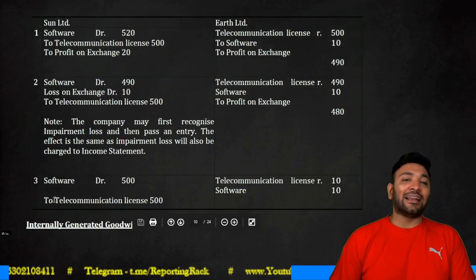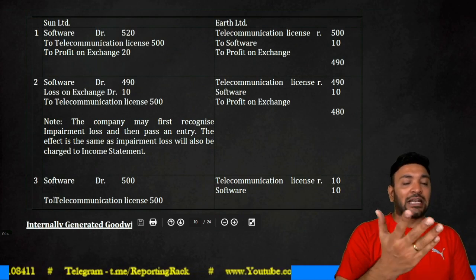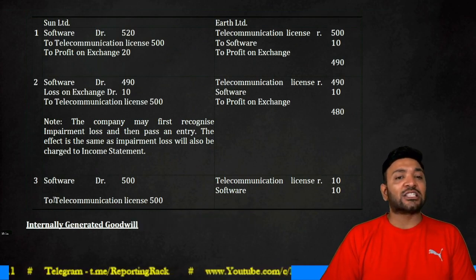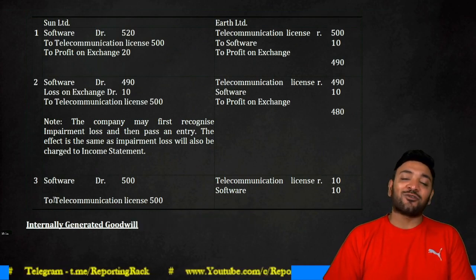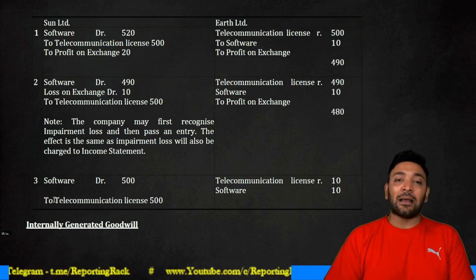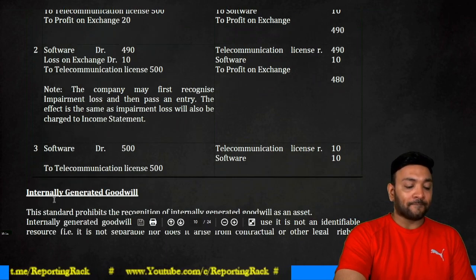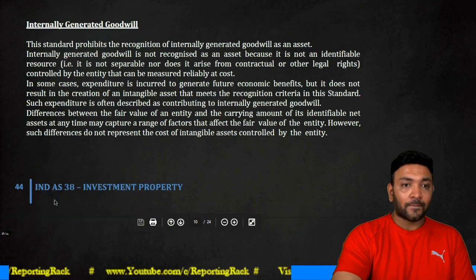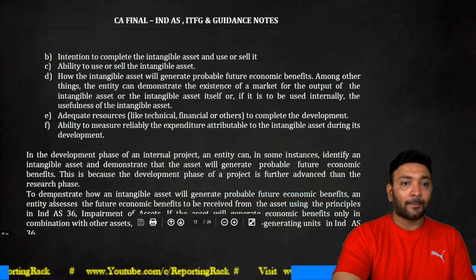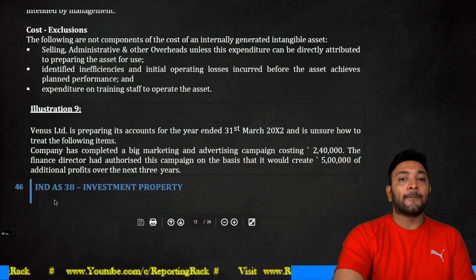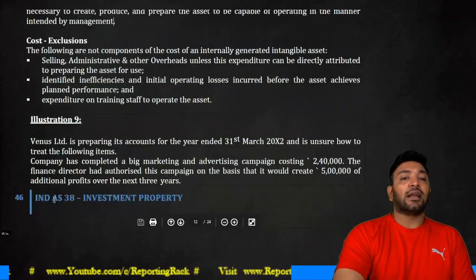Absolutely right. All three entries. The first entry, like I told you for Sun Limited, you could have very well written it as software account debit to telecom license for 500 also. Answer would be absolutely right. Let's look at the next illustration.